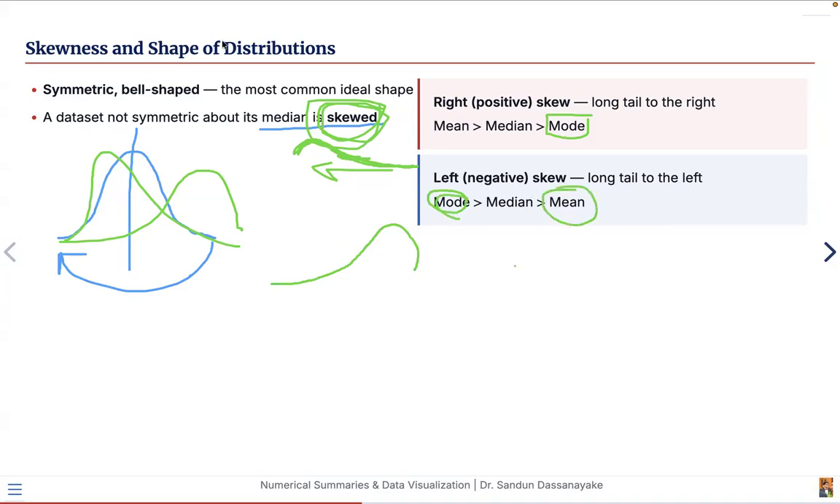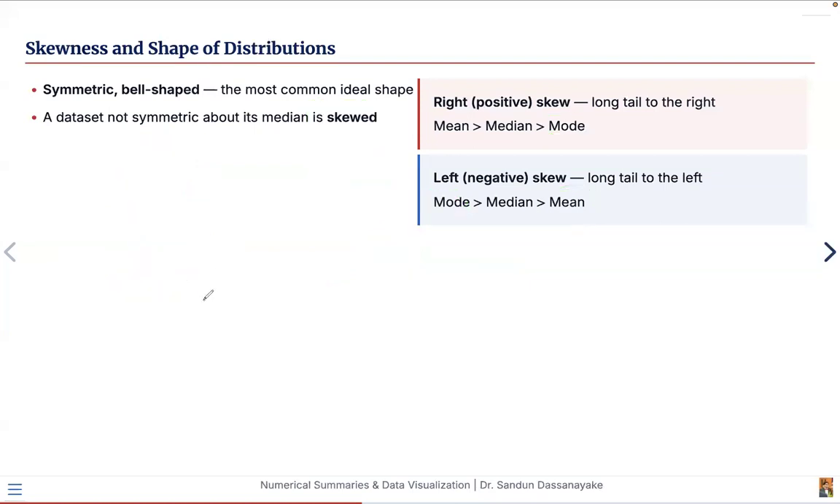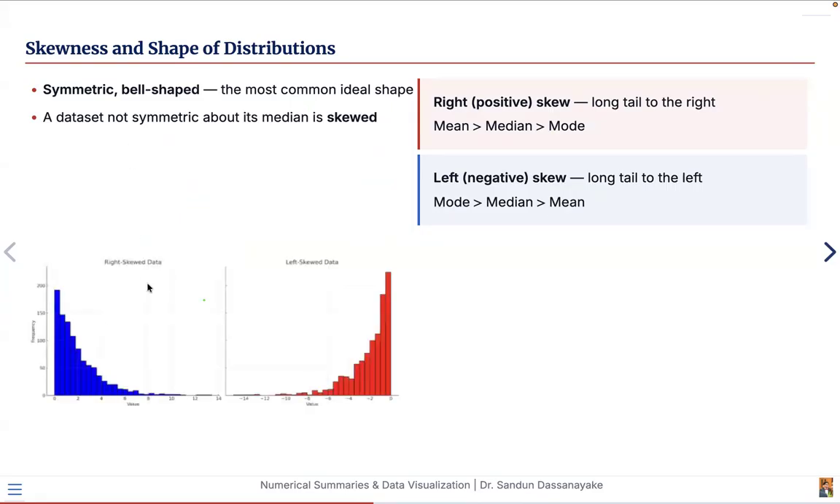So this is the idea of that. Let's look at an example. This is right skewed data, and this is left skewed data. In the case of right skewed data, you would see high frequencies near the smaller values.